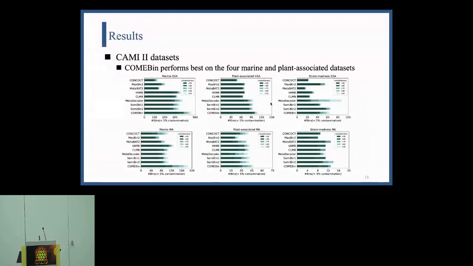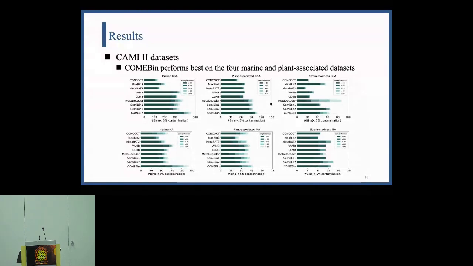Combine achieved the best overall performance on the 16 datasets, including 10 simulated and 6 real datasets. For the CAMI datasets, which were provided by the organizers of the second CAMI challenge, Combine performs best on the 4 marine and plant-associated datasets, especially on the marine GSA dataset. Combine increased the number of near-complete bins from 285 to 313.7 compared with the second best method.